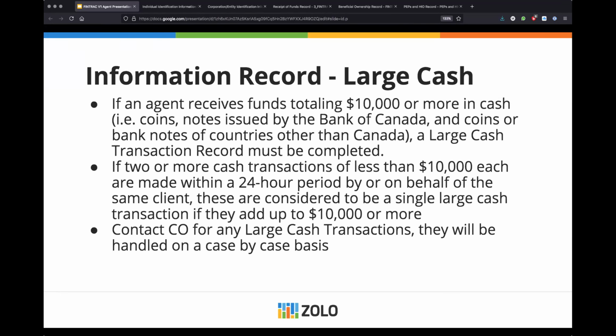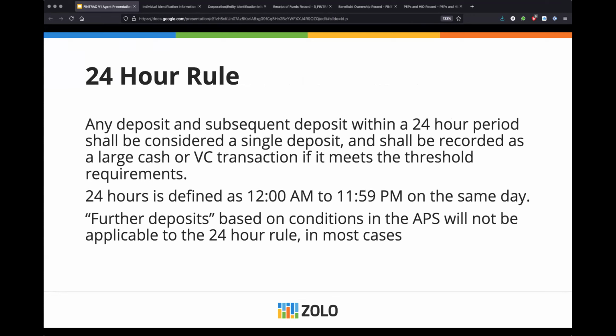I briefly mentioned the 24-hour period. How we're defining the 24-hour rule is any deposit and subsequent deposits within a 24-hour period shall be considered a single deposit. 24 hours is defined as 12 o'clock a.m. to 11:59 p.m. on the same day.